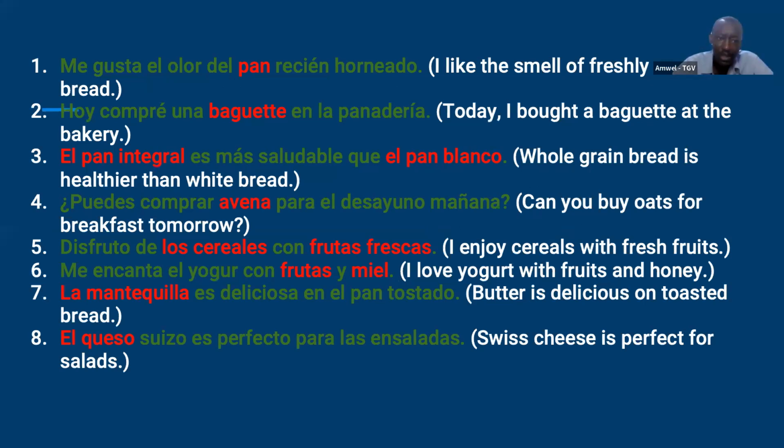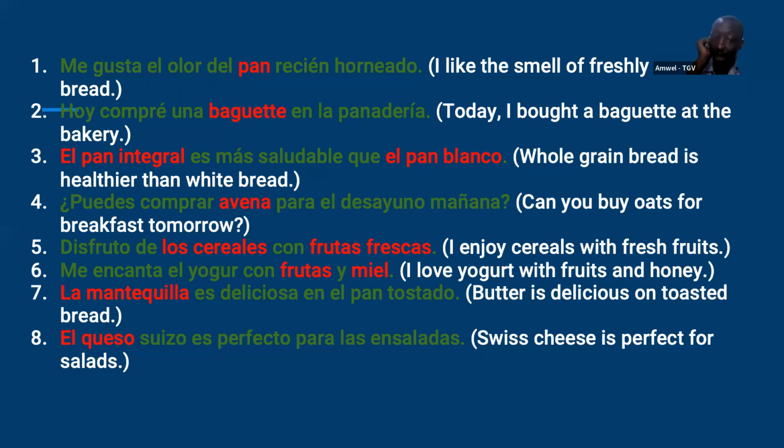So we look at examples of sentences. Me gusta el olor del pan recién horneado. Then hoy compré una baguette en la panadería. Today I bought a baguette at the bakery. Then el pan integral es más saludable que el pan blanco. Whole grain bread is healthier than white bread.